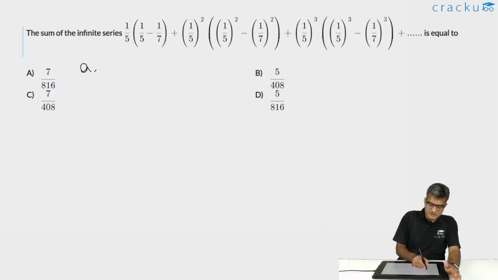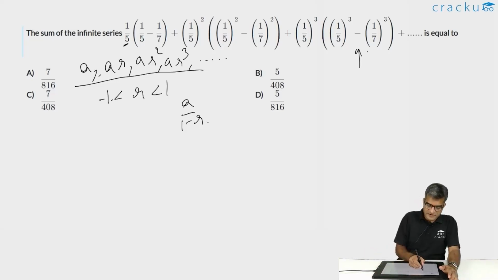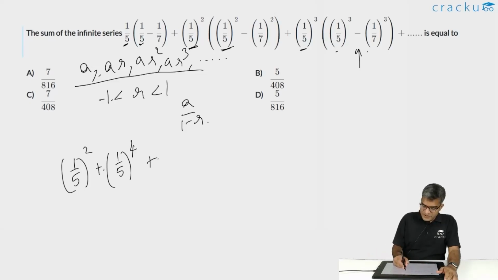If you have a geometric progression of the form A, AR, AR square, AR cube and so on till infinity, and if the value of R lies between 1 and minus 1, the sum of this infinite geometric progression is A divided by 1 minus R. This particular expression, we are going to divide into two infinite geometric progressions. The first one is 1/5 into 1/5, which is 1/5 square, plus 1/5 square into 1/5 square, which is 1/5 to the power 4, plus 1/5 cube into 1/5 cube, which is 1/5 to the power 6, and so on till infinity.